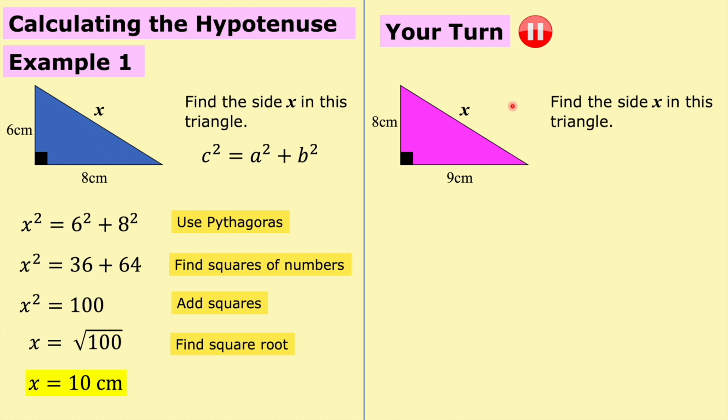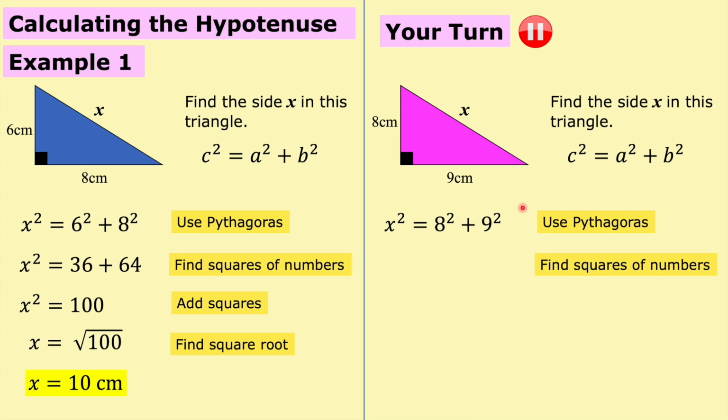Okay, hopefully you've unpaused and managed to give that a go. Let's go through the answer. So we're going to be using our formula c squared equals a squared plus b squared. We're going to use that Pythagoras' theorem formula and we're going to substitute in. So swapped out the c for x, swapped out the a for 8 and swapped out b for 9. That's where we've got this first line from.